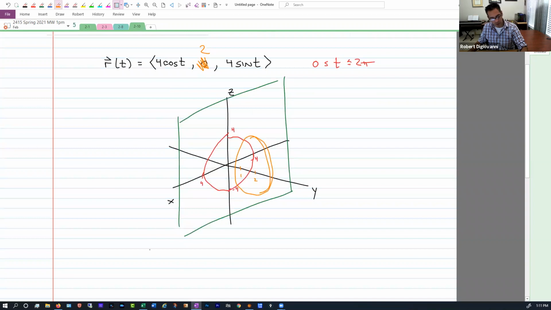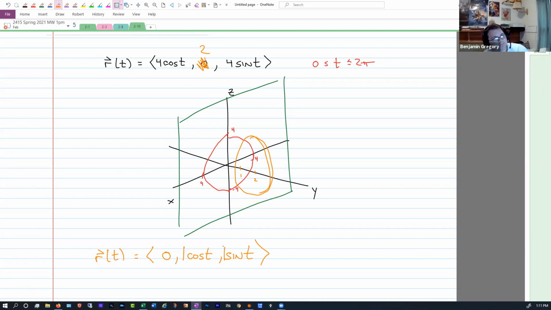So another thing I could have done is something like this. 0, cosine t, sine t, right? I could have defined a vector function this way. And now my x is always 0. And I'm drawing a unit circle because the coefficients are 1. And that unit circle would be in which plane? The YZ plane. Good. Okay.